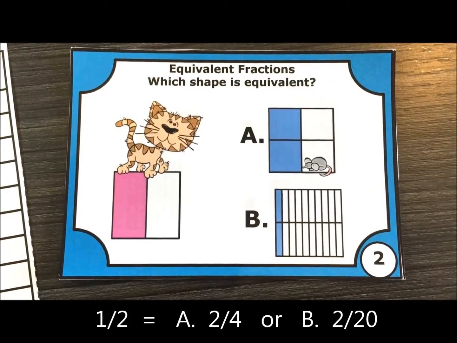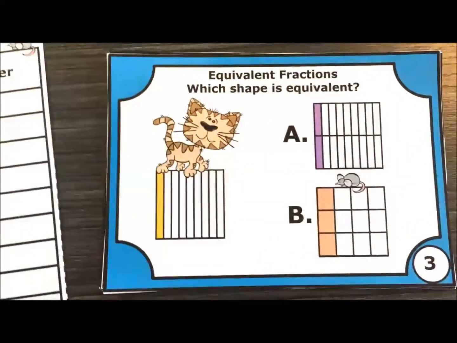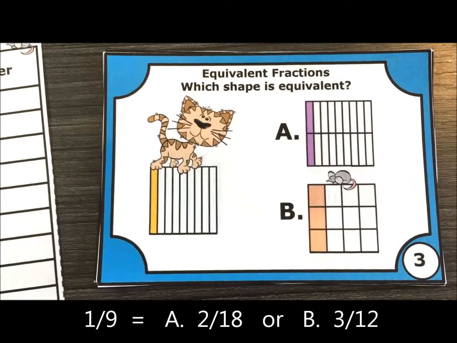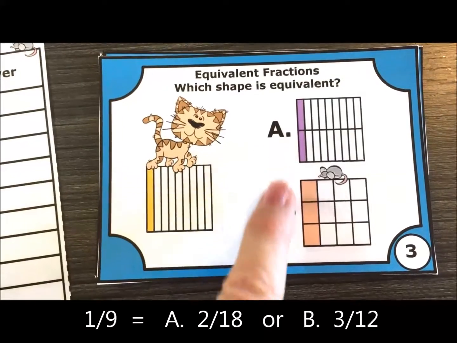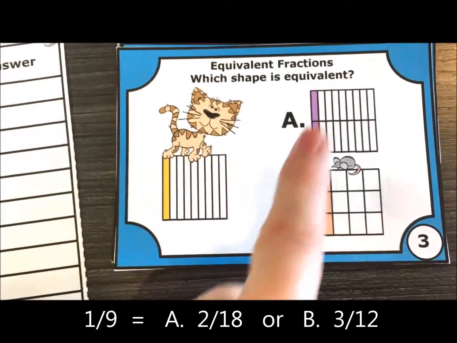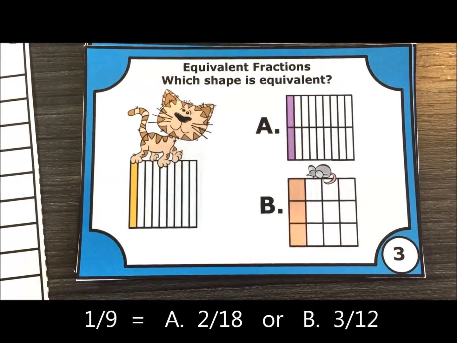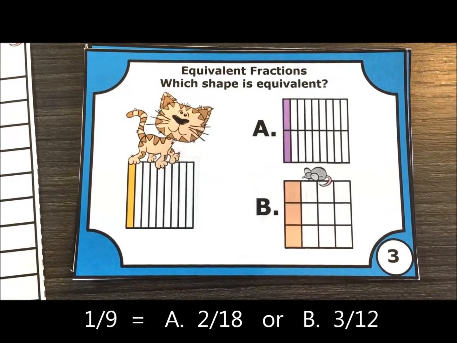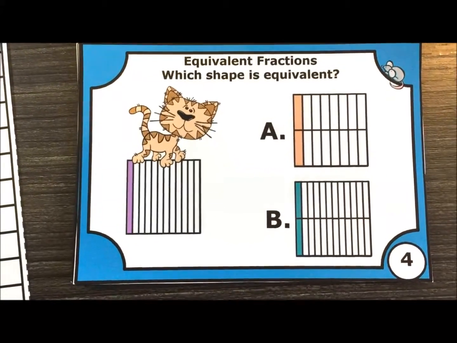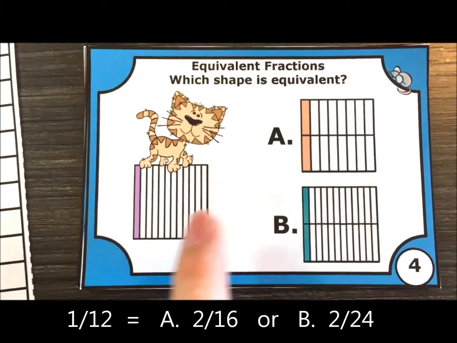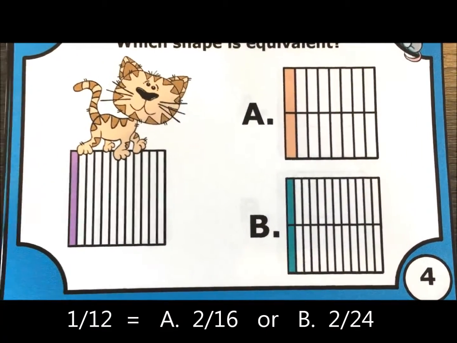If you need more time, you may pause the video at any moment. Number 3. The kitty cat is on a shape with a small shaded area. Is A or B the same total shaded area? Which answer is equivalent? The same size. Number 4. Which shape is equivalent? Here's your original shape. Is A or B equivalent in size? Look carefully.